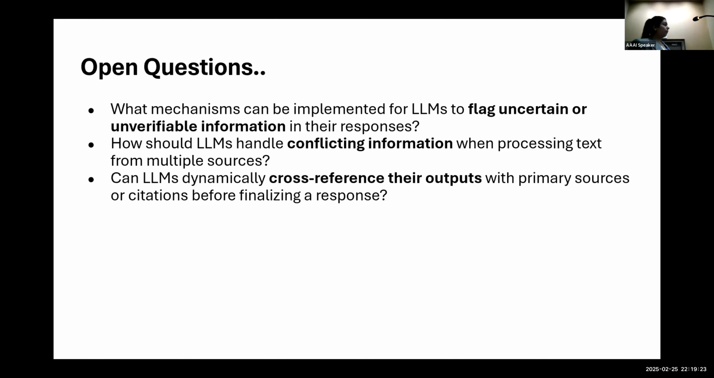I will leave with some open questions. In grounding, we are still very uncertain about finding unverified information for which there are no claims. How should LLMs handle conflicting information? There is still that question. Also, can LLMs cross-reference their outputs or not? These kinds of questions still remain.